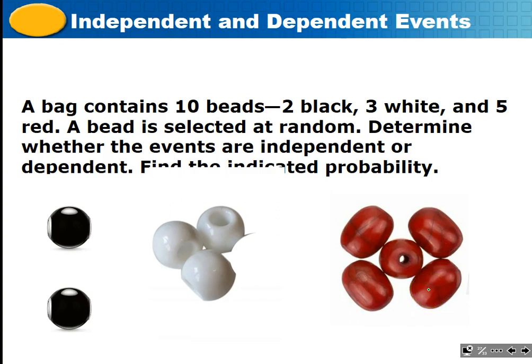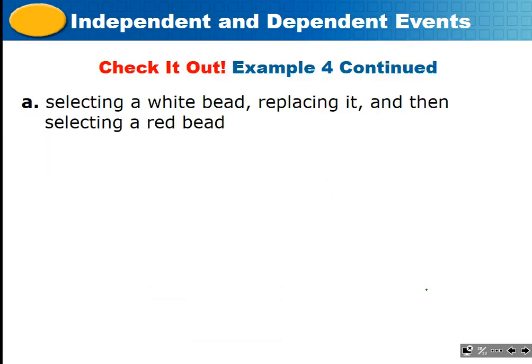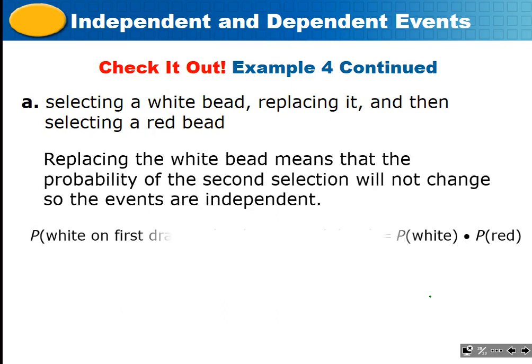So it says here a bag contains 10 beads, 2 black, 3 white, and 5 red. Beads are selected at random. Determine whether these are independent or dependent. It says selecting a white bead, replacing it, and then selecting a red bead. So my question first is, is this dependent or independent? If we replace it, it's independent. So how many white beads were there and how many red beads were there?